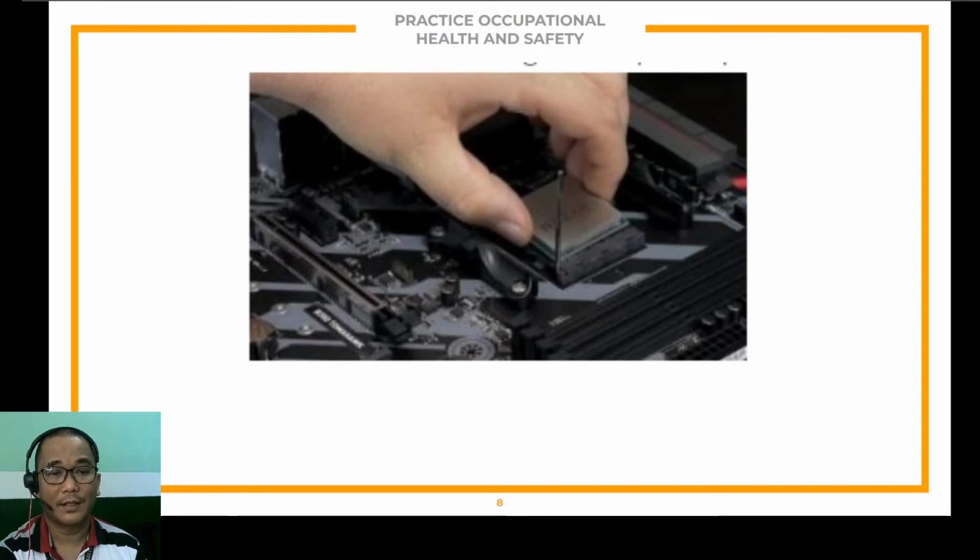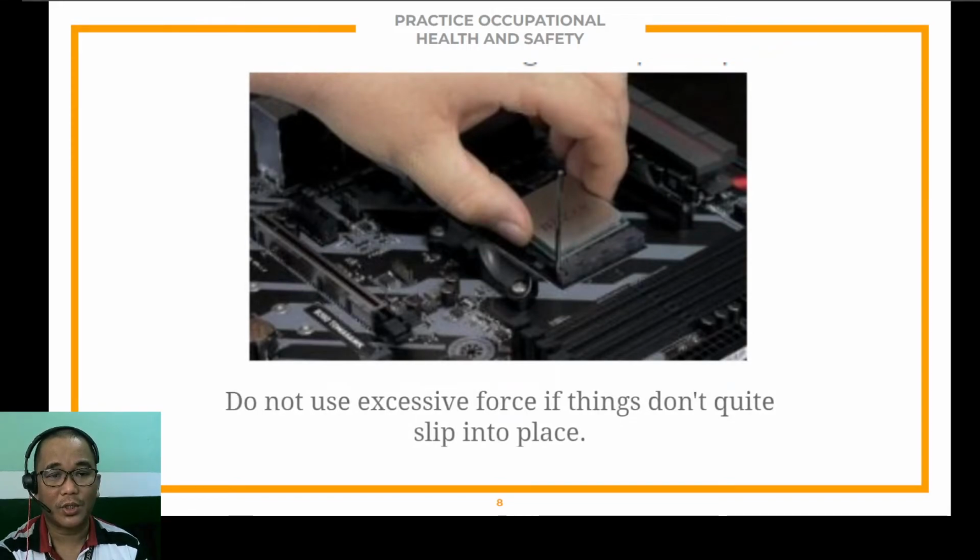The next one, do not use excessive force if things don't quite slip into place. If you are not able to slip it in, better to check if you are properly slipping it into the proper place. So do not force it. There's always a proper way to put it on.